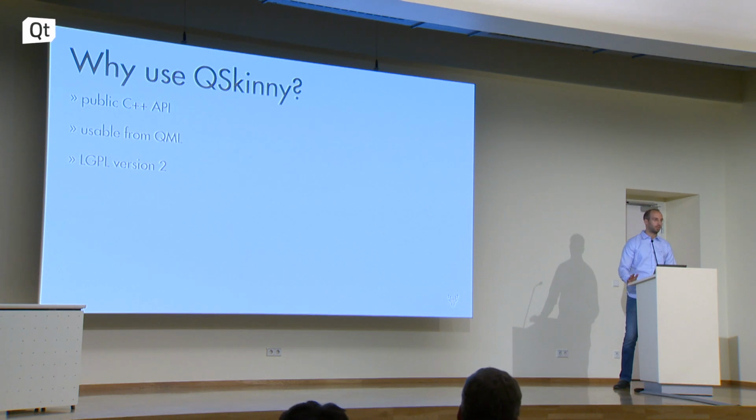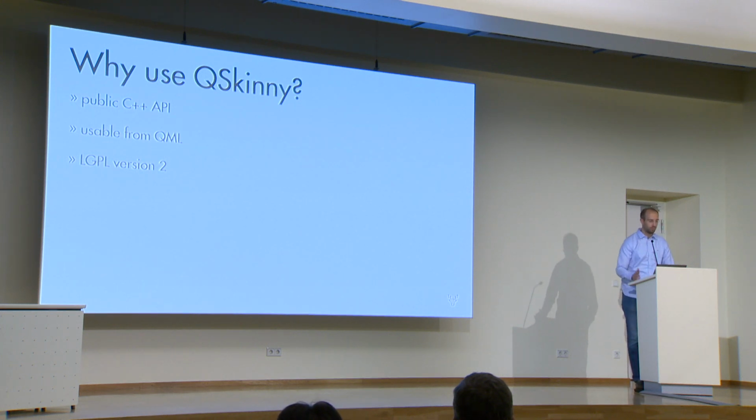For instance, QtQuick Controls 1 were implemented completely in QML, and then the Qt company went on to create QtQuick Controls 2, which are implemented partially in C++. But then again, if you write your own controls, you cannot really interface to QtQuick Controls 2, so you're back to writing everything in QML. QSkinny offers an API in C++ that you can use, and you might want to do that. And then again, mix and match with QML.